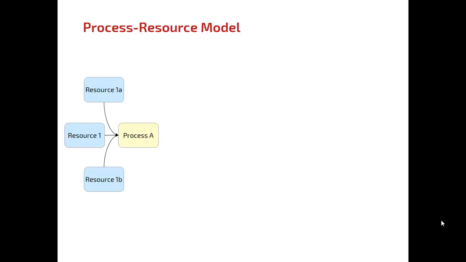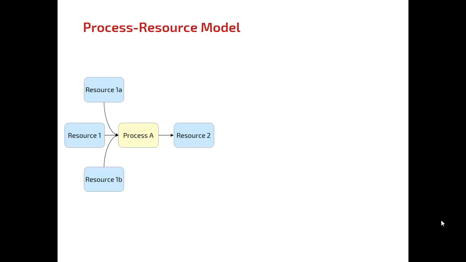In the vector graphics, the yellow rectangle represents a single process. Each blue one is called a resource. Processes are actions, while resources are either physical entities, files, or parameter sets. Resource 1, 1A, and 1B are input resources for process A. That is, process A needs these resources to execute.